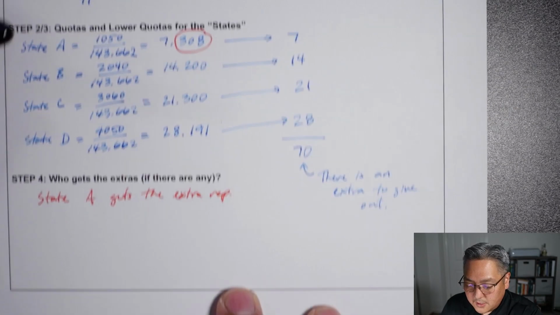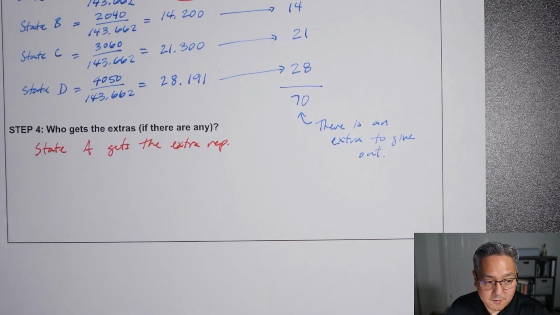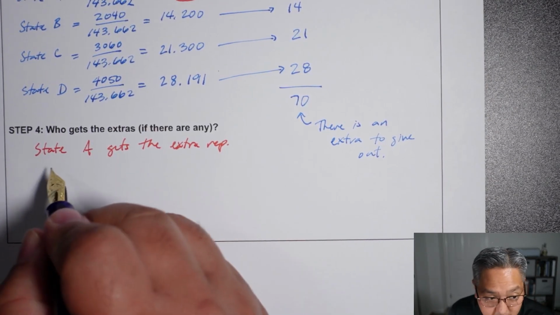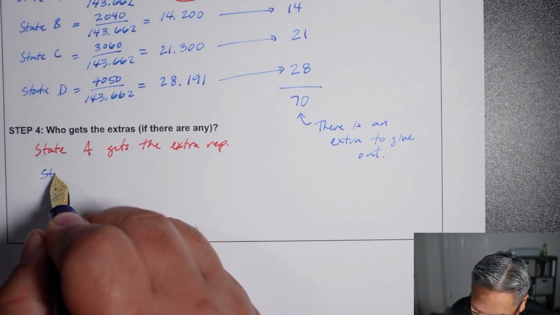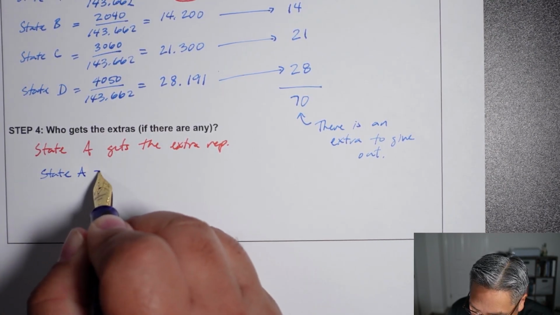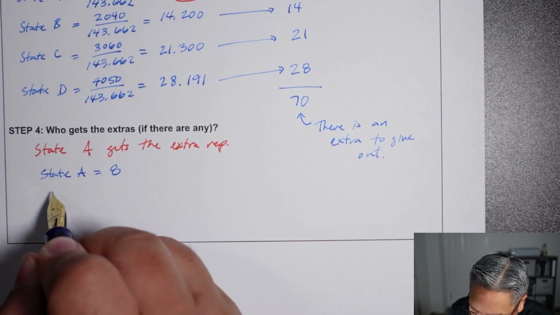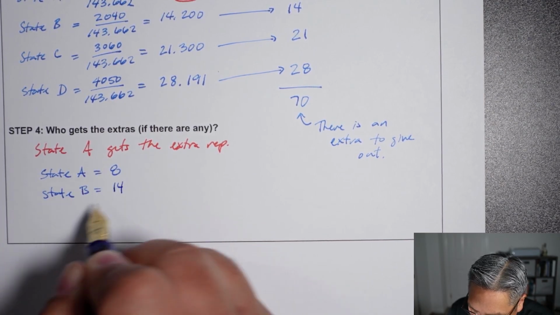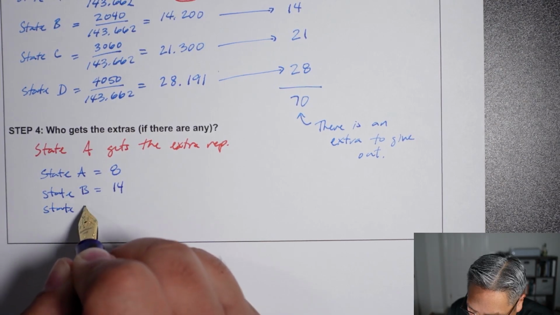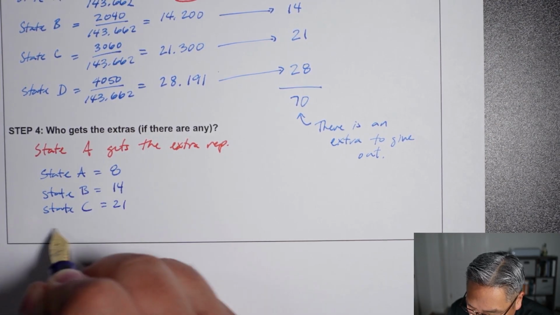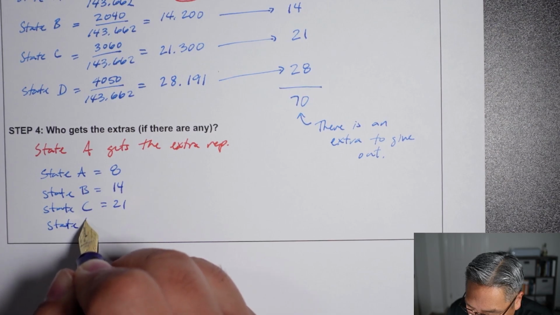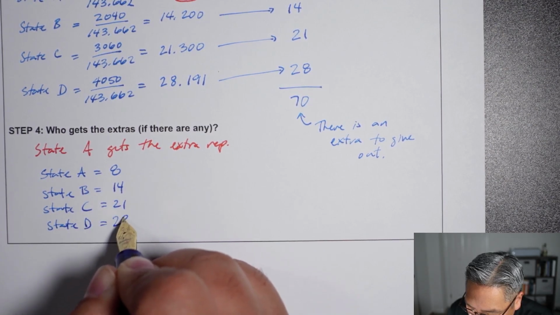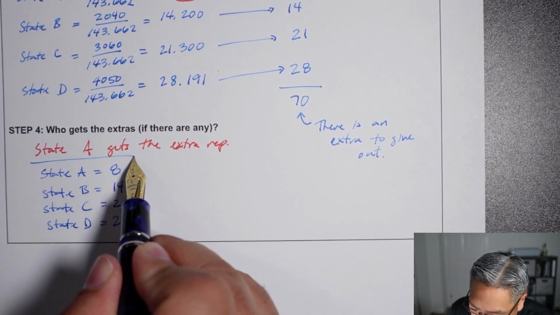So this gives us a final allocation of: state A will actually have 8 representatives. State B will have 14. State C will have 21. State D will have 28.